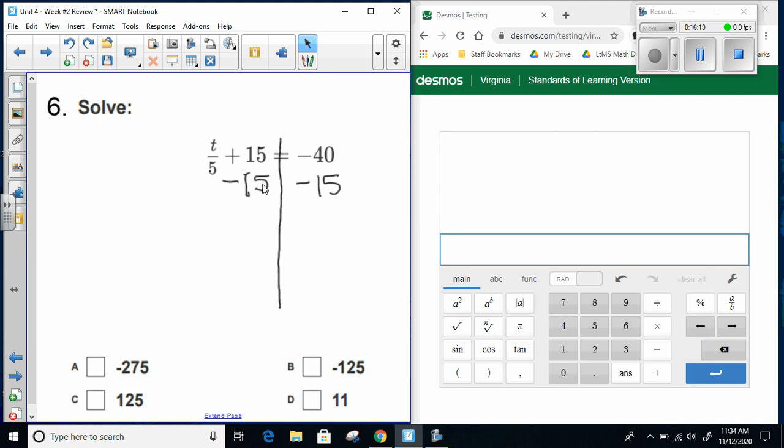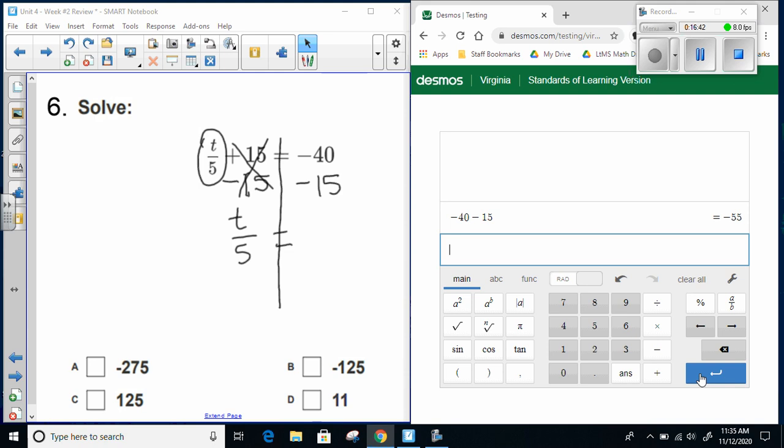So remember that positive 15 minus 15 equals 0. So these end up canceling each other out, and that leaves you with just this part that we had in the front, t divided by 5. And that's going to be equal to negative 40 minus 15. So you can use Desmos to help you here as you go. What is negative 40 minus 15? It should say negative 55. So then you can come over here and write that down.